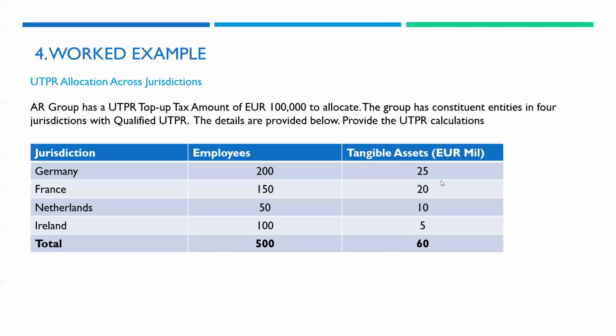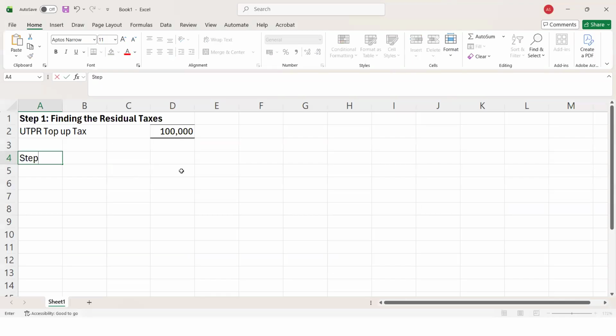Now, what is step two? What is it that we have to do? Whether the constituent entities are in a qualified UTPR jurisdiction, then only we will allocate, right? The question has given that all 4 entities are in qualified UTPR jurisdictions. So this remaining residual tax will be borne by everyone, correct? Now, what is the next step? It is to find the employee factor for each jurisdiction. So let's do step two.